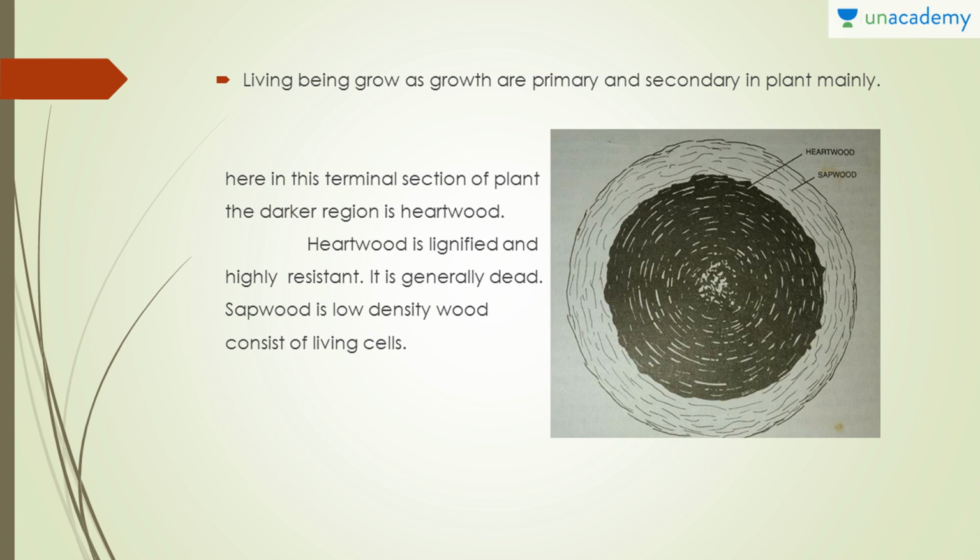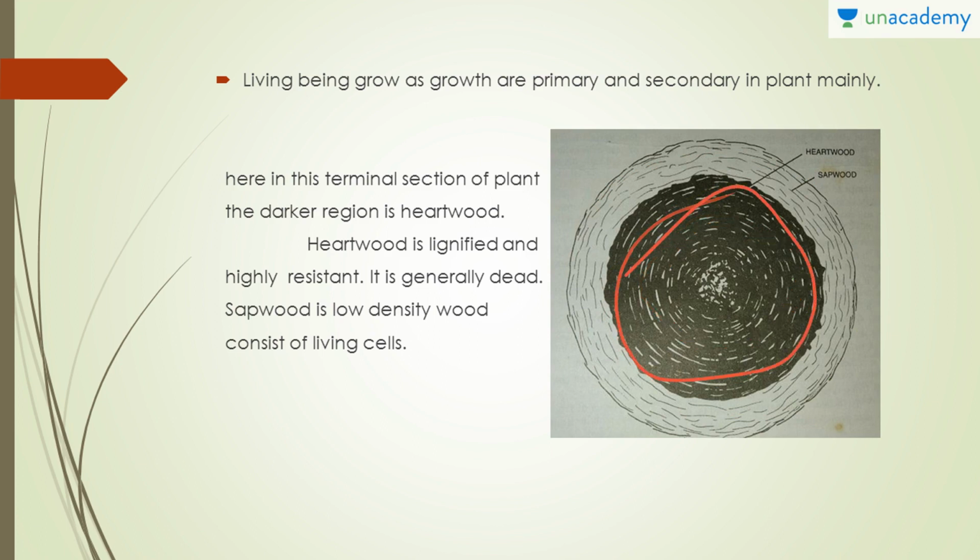Now, plant. When you cut the plant part into a transverse section, you will see the middle range is darker, which is known as heartwood, and the outer range is lighter than the middle range, which is sapwood. Heartwood generally is lignified and dead. It is highly resistant to insects because it is lignified. It is lignified and it is dead.